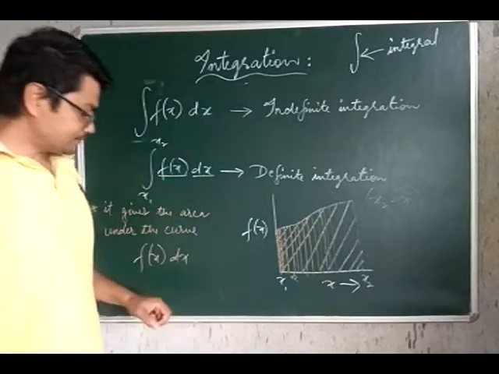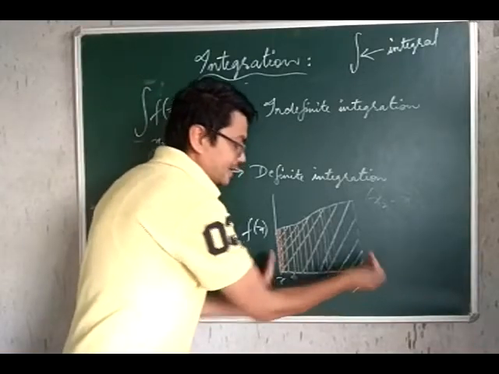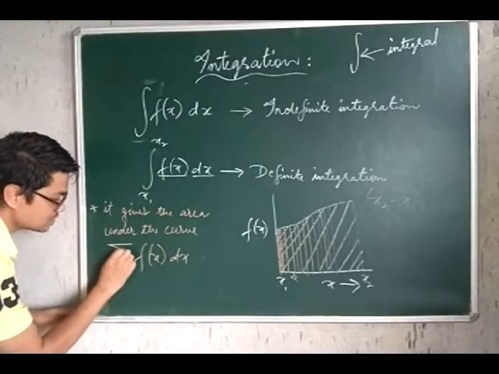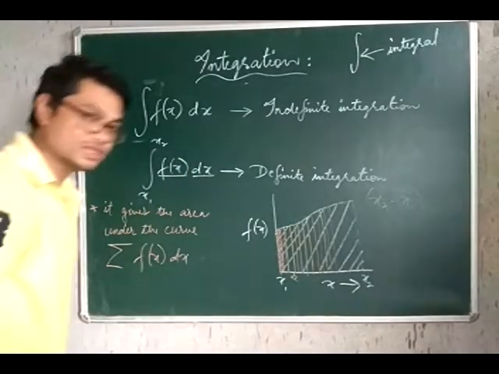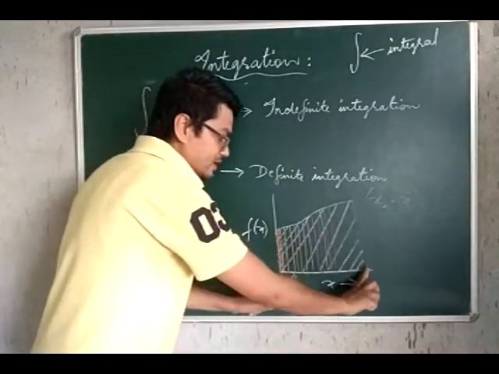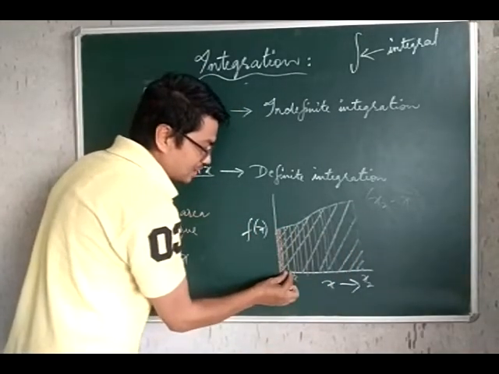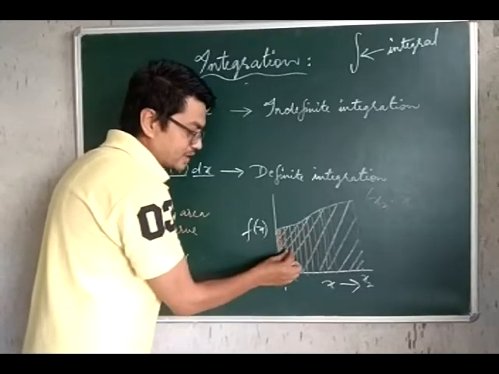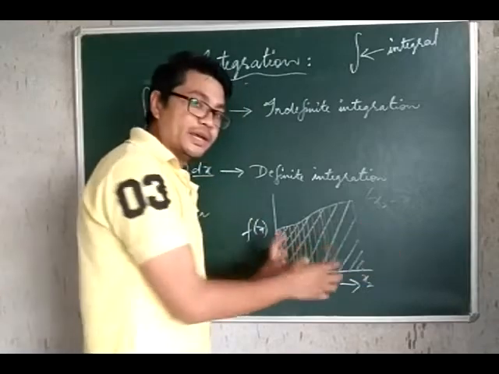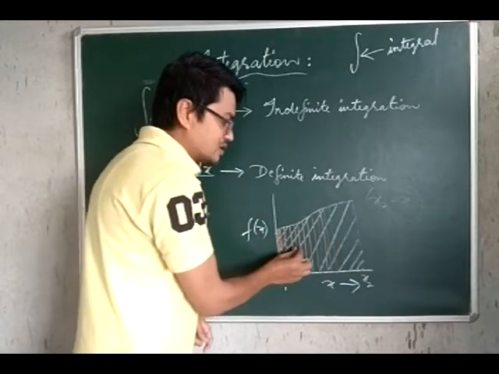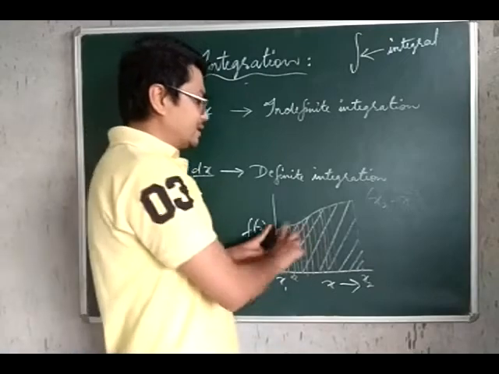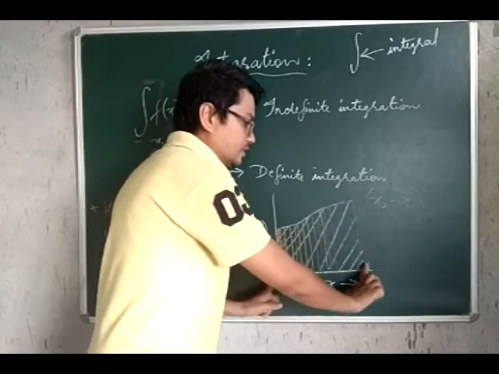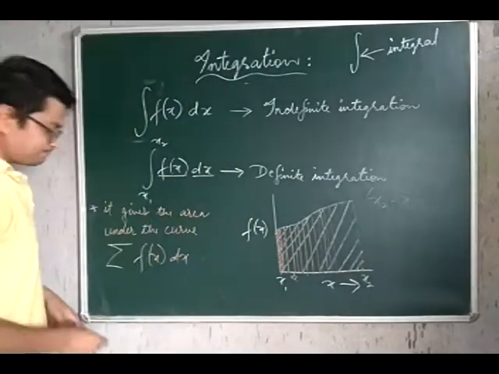Now what is therefore the total area? The total area is a summation, so to say, of this f of x into dx. That is, the total area is the sum of the areas of these small strips. Every strip has its own area. So when we sum up the area of each of these small strips, we get the whole area under this curve.